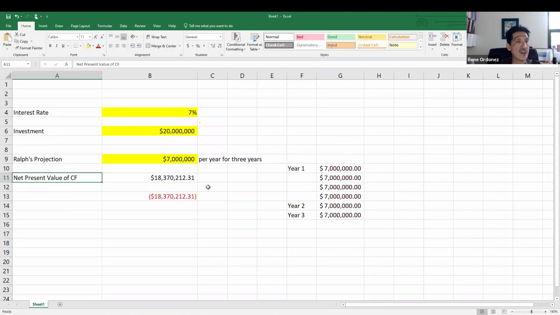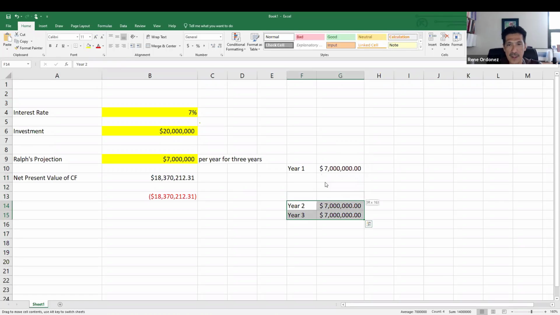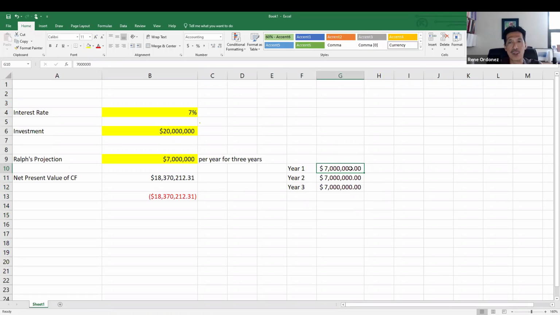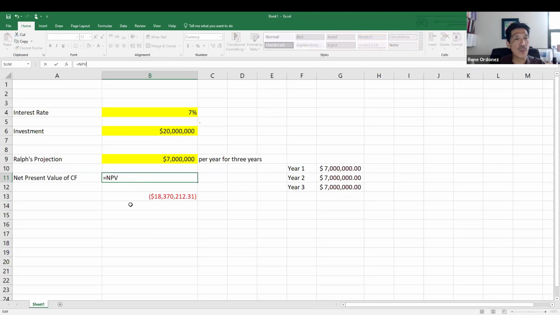One is known as the net present value method, where you convert the 7 million, I added these 2 rows, back into present value, using the 7% as a discount rate. So here's the function in Excel that we can use. It's called the net present value, NPV.